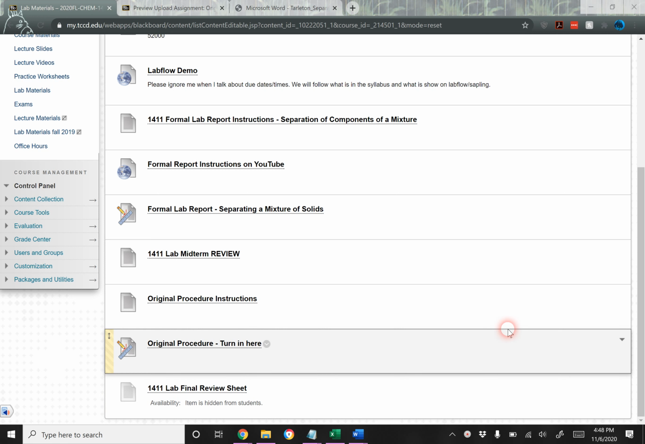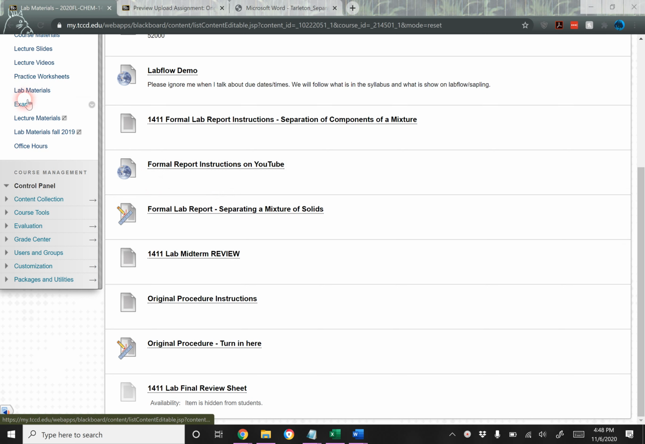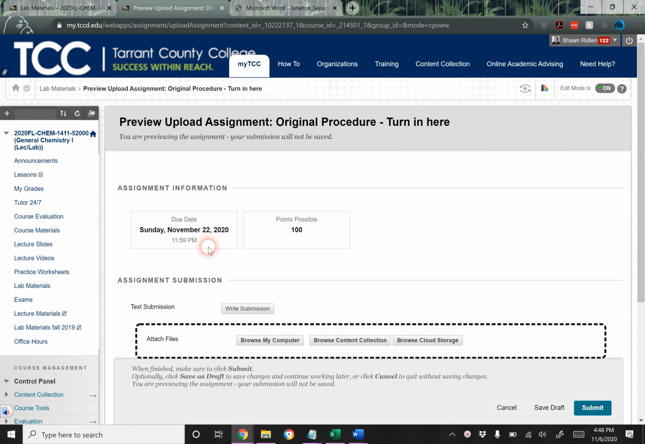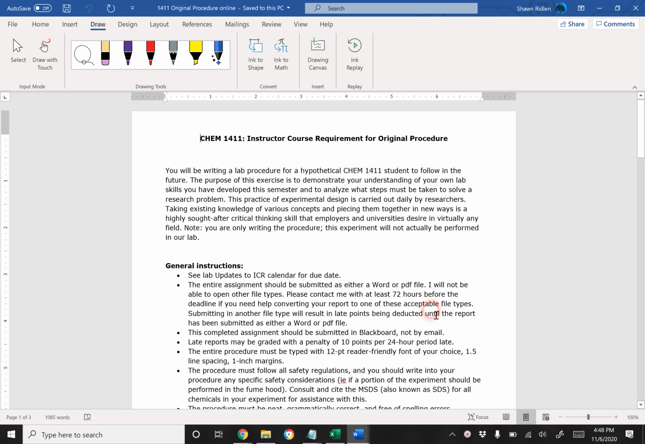Hi everyone, I just wanted to take a few minutes to go over an upcoming lab assignment with you. This assignment is called the original procedure, and you will find a link to the instructions and a place to turn it in under the lab materials tab. This assignment will be due on November 22nd, so right before you go into Thanksgiving break. And let's go over a little bit about this assignment.